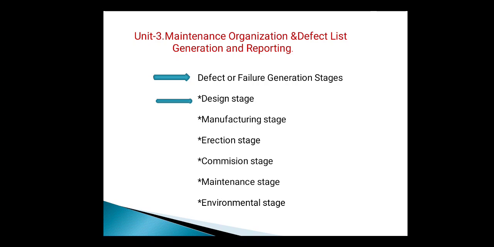During some stages defects may arise. Which type of stages are we going to see? Some stages like design stage, manufacturing stage, erection stage, commissioning stage, maintenance stage, and environmental stage. During these stages only we have problems, some defects, some failures in the working environment. During the design stage, initially we are designing some systems, some machineries.